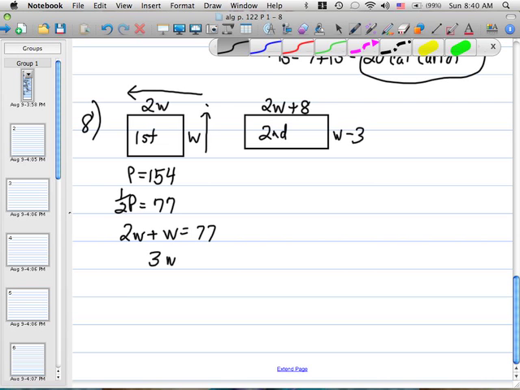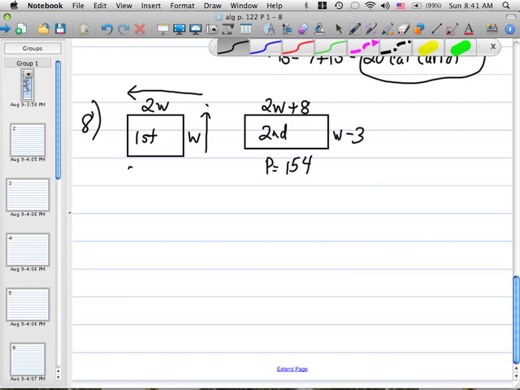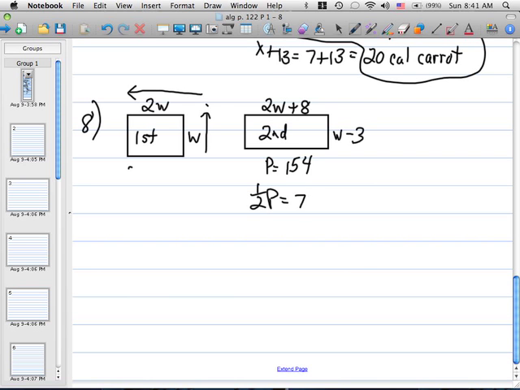So that's 3w equals 77. Oops, I did the wrong perimeter. I knew something was going wrong. All right, the perimeter of the second one is 154, so half of it would be 77.